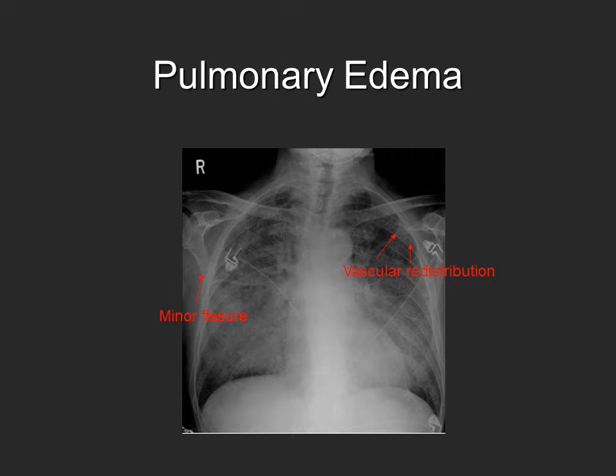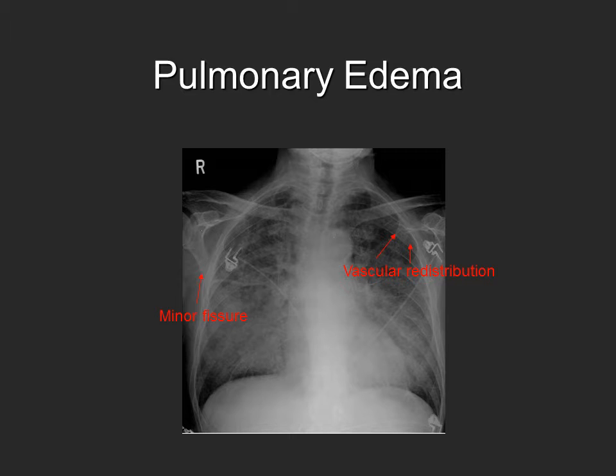In pulmonary edema, fluid backs up into the pulmonary veins in the lung. This results in vascular redistribution, a reticular pattern, Kerley B lines, peribronchial cuffing, thickening of fissures, and as the pulmonary edema progresses, a bat wing pattern may be seen.